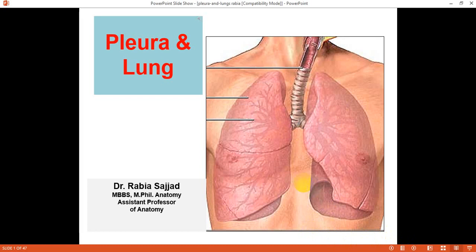Today I'm going to discuss with you the anatomy of pleura and lungs. So it's a very important topic of thorax, and I'm going to divide it into 3 sections. Today I'm going to discuss the anatomy of pleura and the external features of lung. And in the next 2 lectures, I'm going to discuss the internal features, the tracheobronchial tree, bronchopulmonary segments, and the clinical features related to these topics.